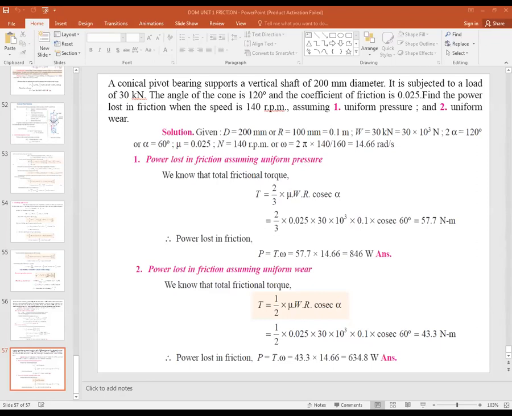I showed you in the last class also. There are three areas where the friction is generating, right? So during that friction generation, it follows two principles. One is uniform pressure and uniform wear. Uniform pressure is one condition and uniform wear is one condition.